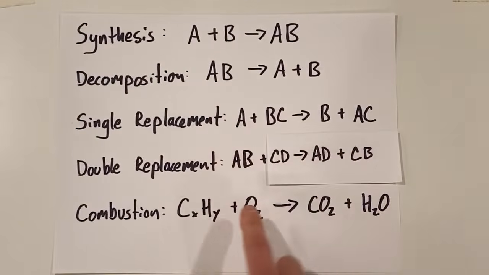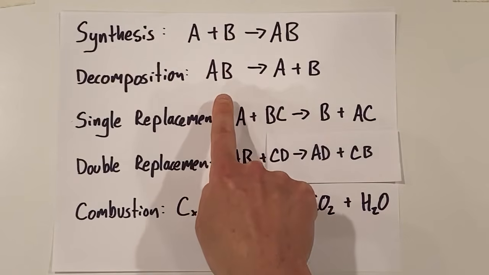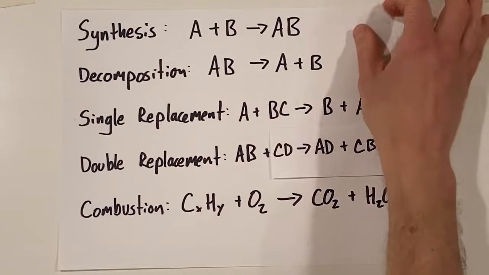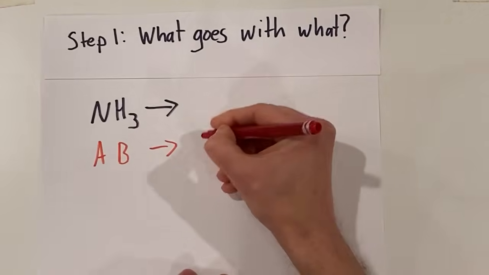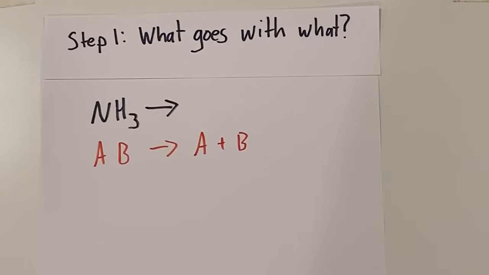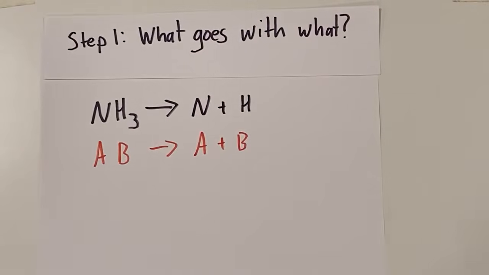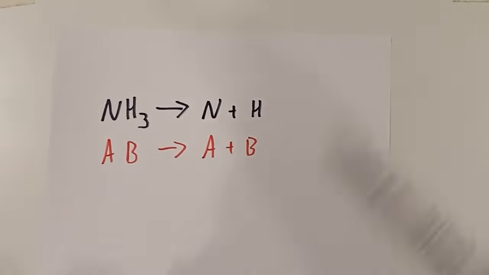If we look for AB arrow here, well, that's emblematic of a decomposition reaction, where you've got 1 single reactant, and that's going to break apart into multiple products. Decomposition. So in that case, what's going to happen is that we'll get AB forming A plus B, and the separate elements are going to be N and H. So what goes with what? Well, we've determined they actually both go by themselves. All right, let's go on to step 2.